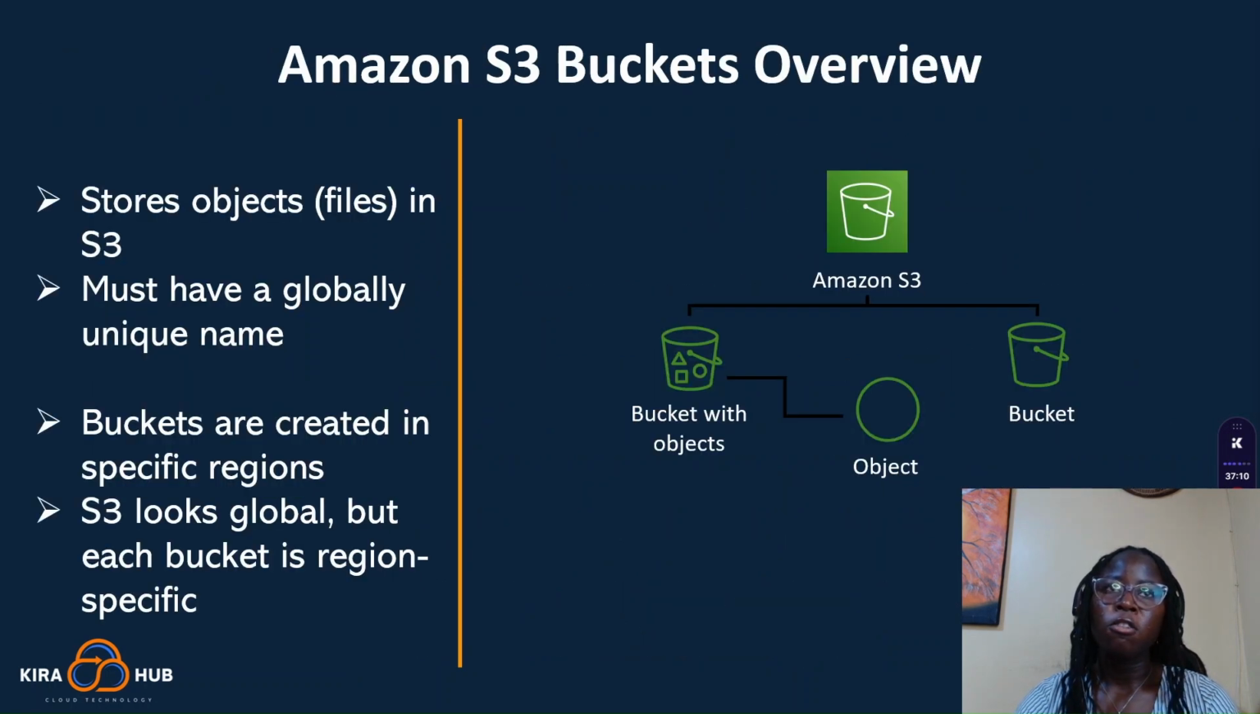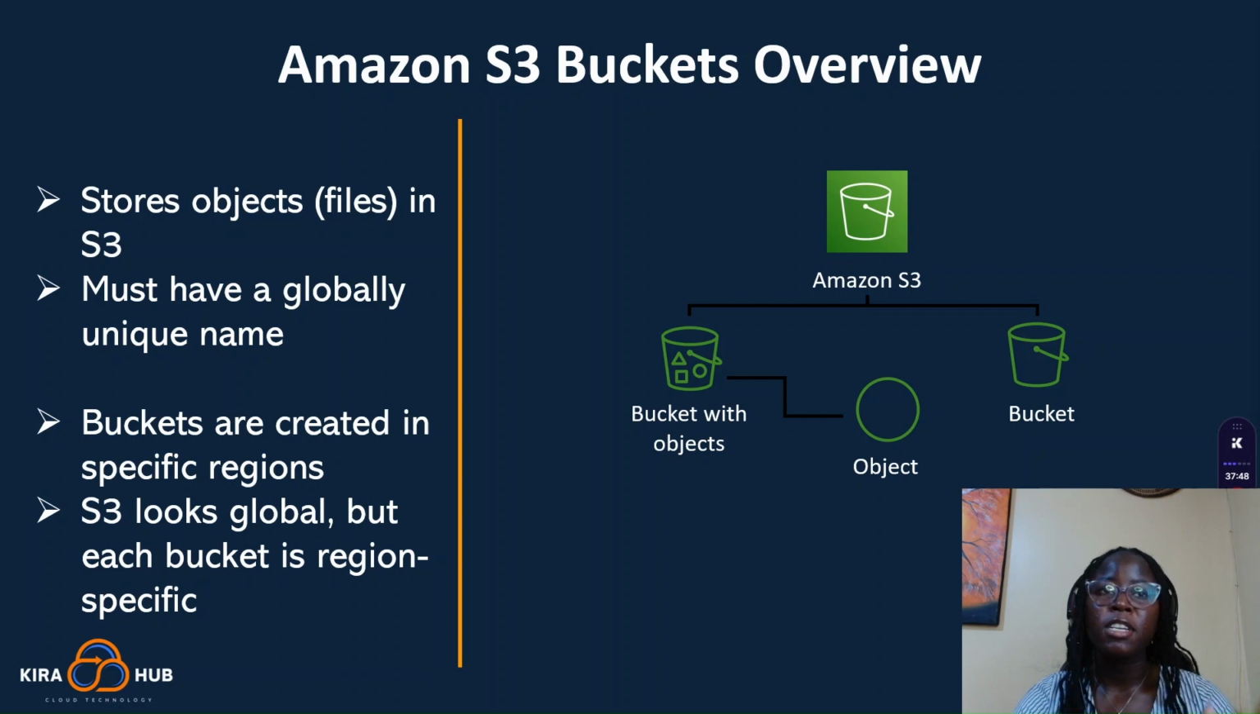Now, if we look at an overview of Amazon S3, we normally store our data in buckets. Buckets are like containers or directories in which you store your objects. And these objects can be anything, ranging from text files to large media content. Now, each bucket must have a globally unique name. No two buckets can have the same name across all AWS accounts and all regions. And even though Amazon S3 operates on a global scale, the buckets are created within specific regions.